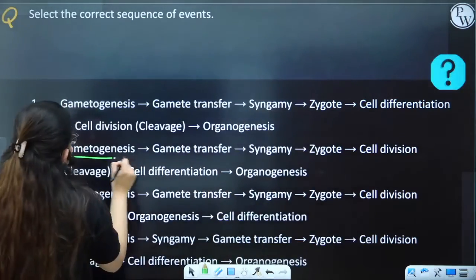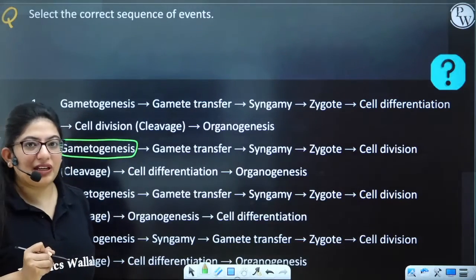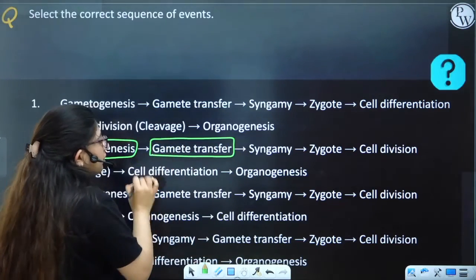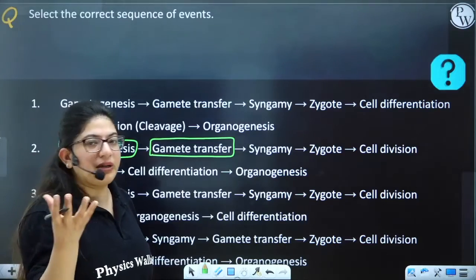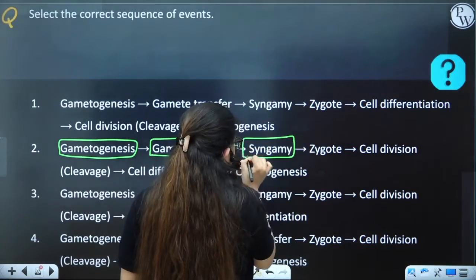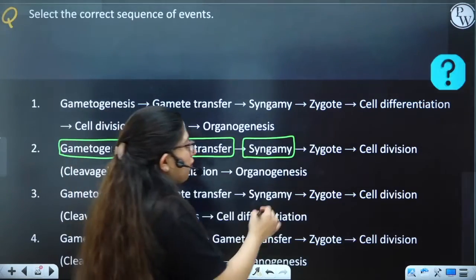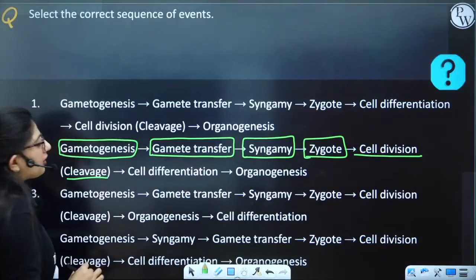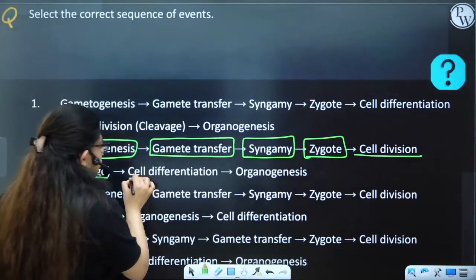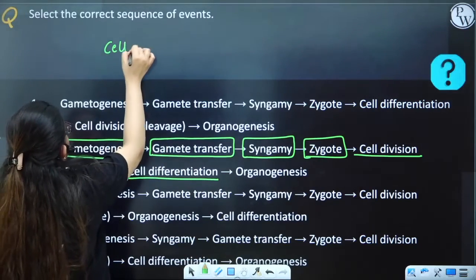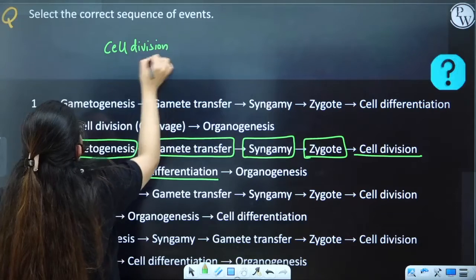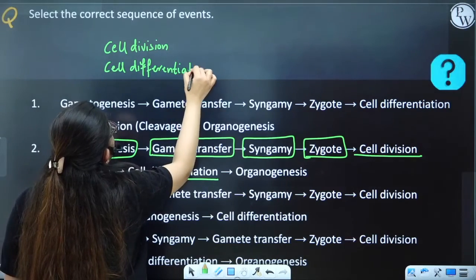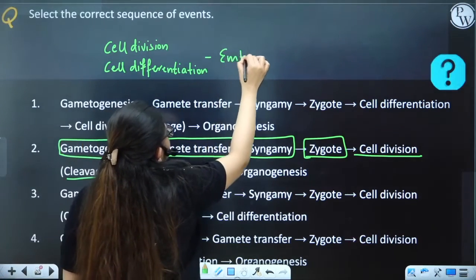So first of all, the gametes are formed. Then, during insemination, the male deposits the male gamete into the female, and after the gametes are deposited, both the gametes will meet, and this will lead to the fusion of gametes. After the gametes are fused, they will form the zygote. Now they will start cleavage, that is cell division, and after that the cells will undergo cell differentiation. So cell division and cell differentiation are very important events during embryo formation, during embryogenesis.